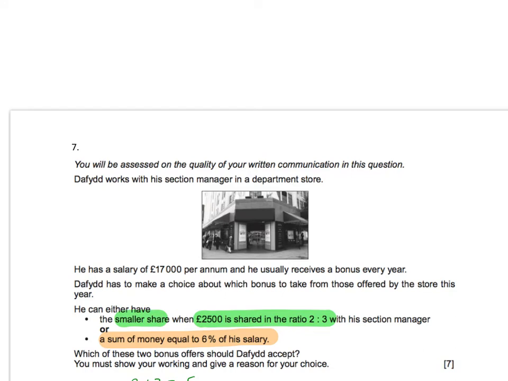Again, please make sure you familiarise yourself with this question. It says that David works as a manager in a department store. He gets £17,000 per annum, which means per year, and he usually receives a bonus every year. David has a choice to make about which bonus he wants. He can either have the smaller share of £2,500 shared in the ratio 2 to 3 with his section manager, or he can have 6% of his salary.